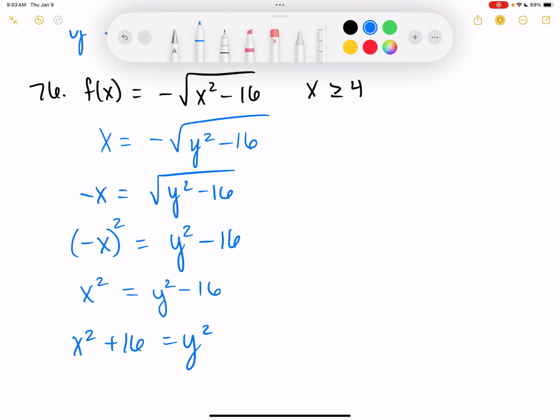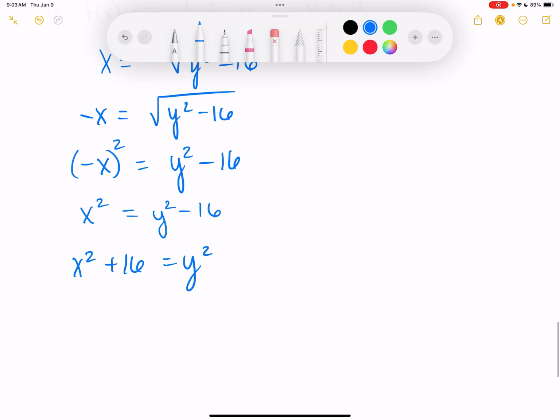So if I am solving an equation and I take the square root of both sides, my final answer has to be what? Or how many answers do I have? 2. What are they? Negative, positive. Yep. The plus and minus of the radical. So this is going to be plus or minus the square root of x squared plus 16.